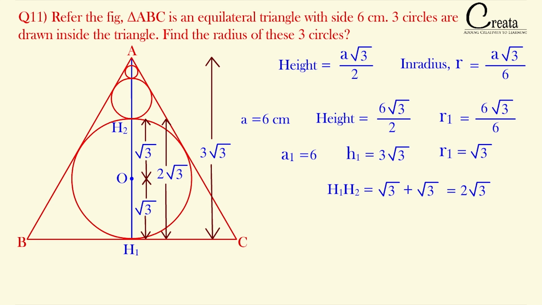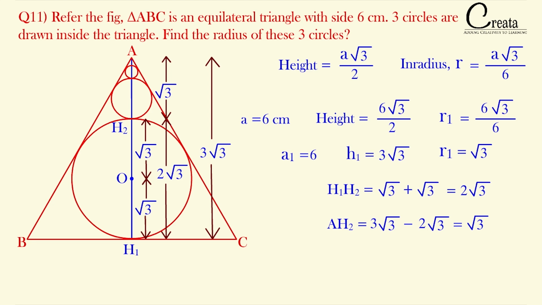And this complete length, that is AH1, the height of the triangle, is 3 root 3. So can we say the balance length, that is AH2, is 3 root 3 minus 2 root 3, that is root 3. Okay, we got the distance AH2 as root 3.